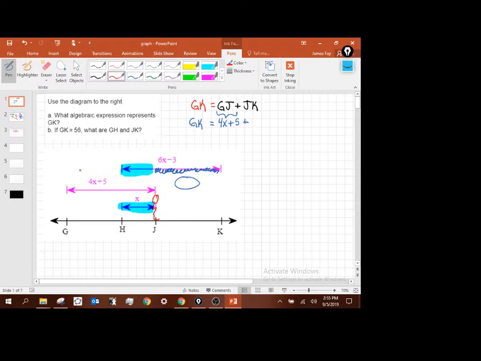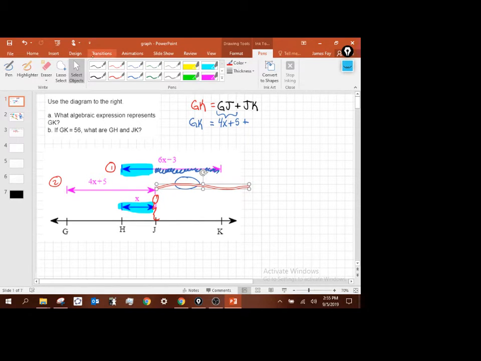Well, what a lot of people have been doing is taking that expression, 6x minus 3, and the one of 4x plus 5, and adding them together. Well, if I just add those together, think about it this way. If I just add those together, so I give myself that segment, adding together is putting end to end, right? Don't those two things end to end go past K? And it's because they both add in this x.